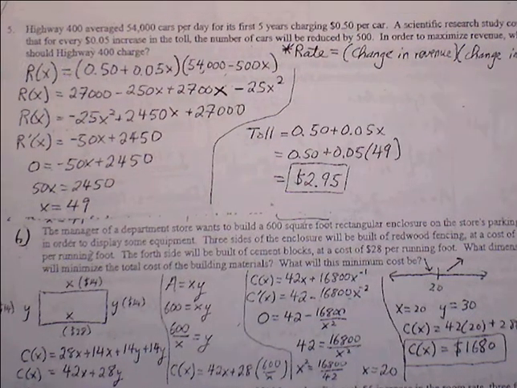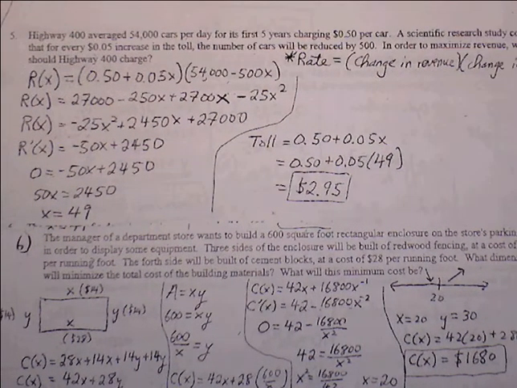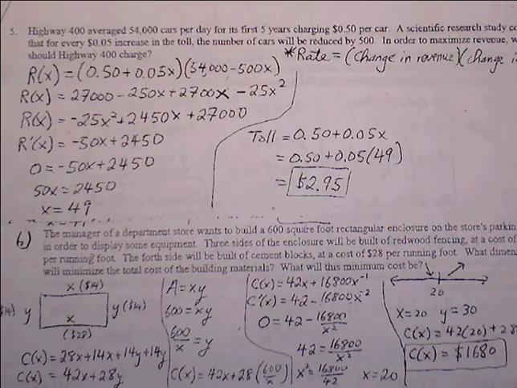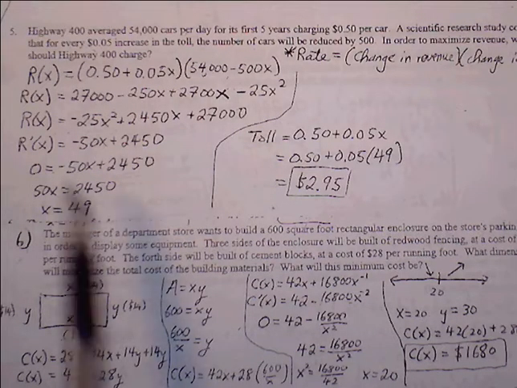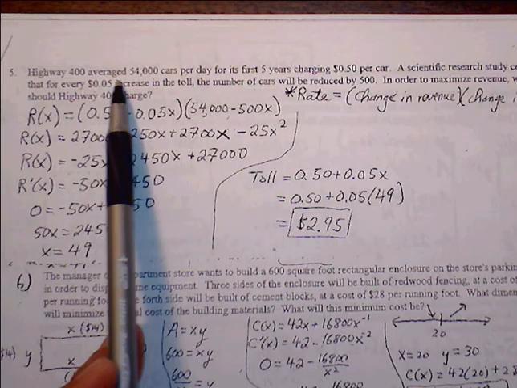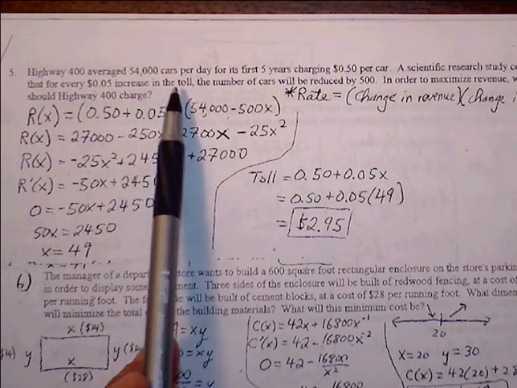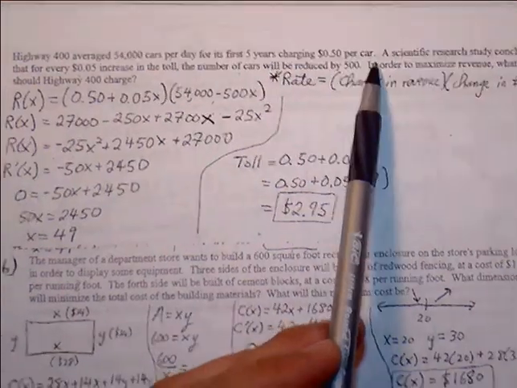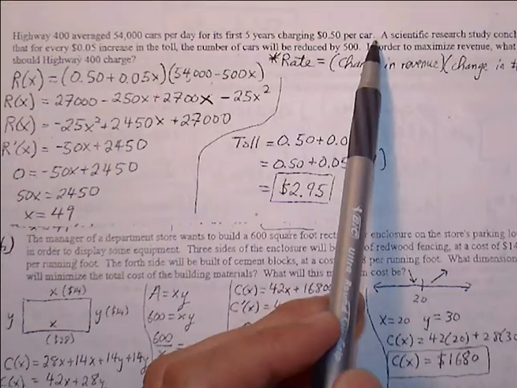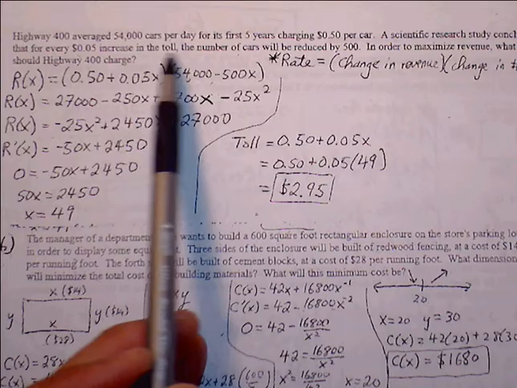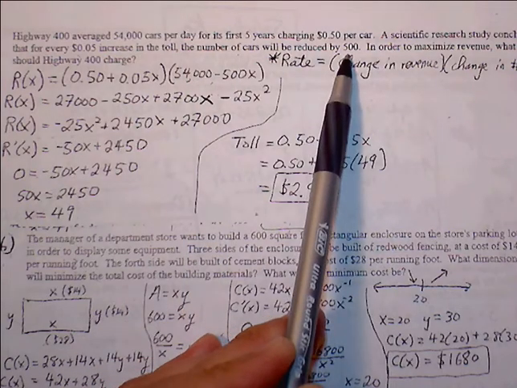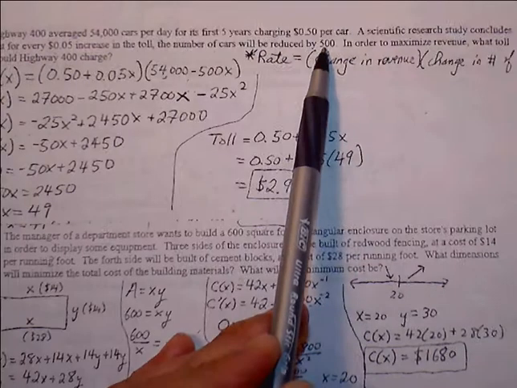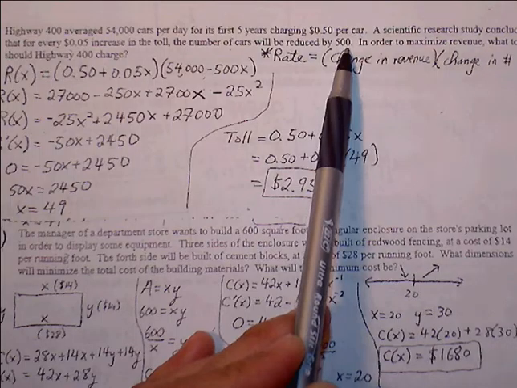This is the back page of the 3.7 optimization worksheet number 1. We're looking at number 5 here. Highway 400 averaged 54,000 cars per day for its first 5 years, charging 50 cents per car. A scientific research study concludes that for every 5-cent increase in toll, the number of cars will be reduced by 500. In order to maximize revenue, what toll should Highway 400 charge?